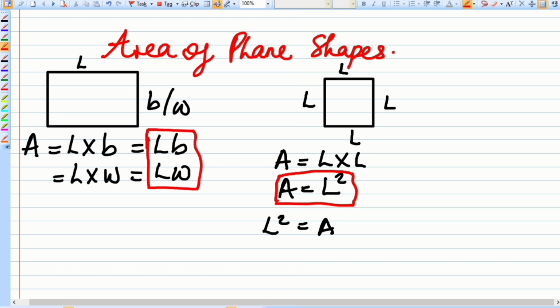So making L the subject, L squared will now become the square root of what? Area. So anytime you're given the area and you're asked to find the side length of a square, just get the square root of the area. That would be the length of the square. Alright, so that's the formula for finding the area of a rectangle and a square respectively. So move on to the next one.